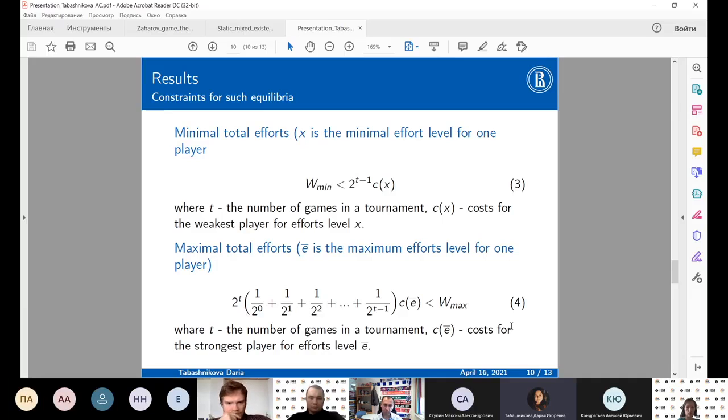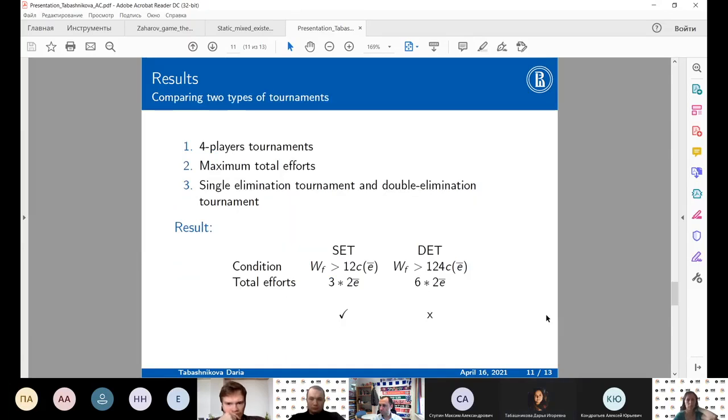I also should outline that t is the number of games in the tournament, and c is the cost function at these points of maximum efforts. So in this case, all players put in their highest effort because the prize is high enough to stimulate them to play such an equilibrium. Okay, can you go to the next slide?